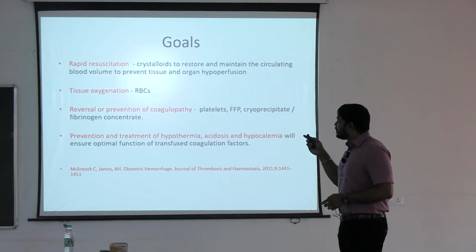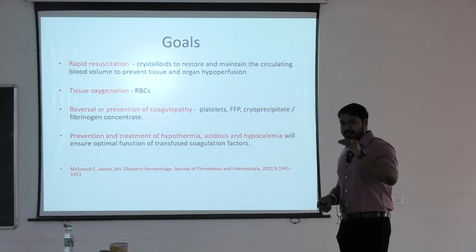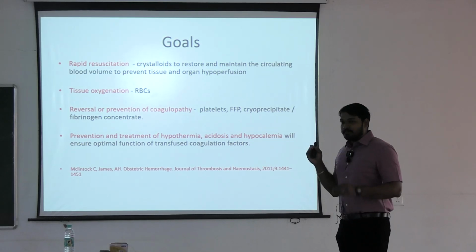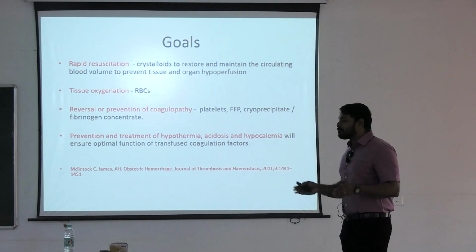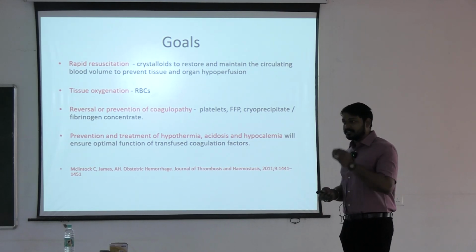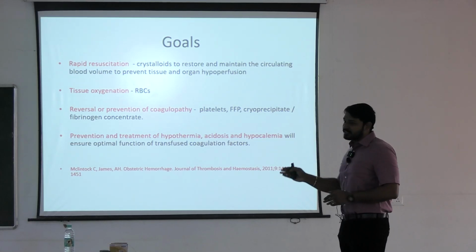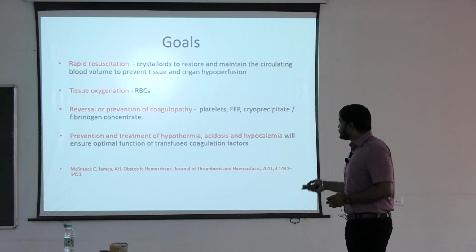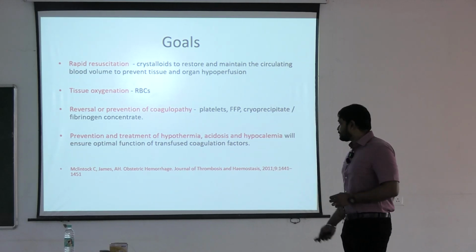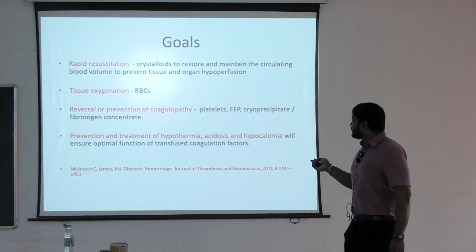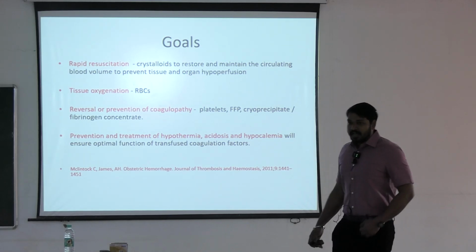In that patient, what should be the goals? We should try to resuscitate the patient. The BP has fallen, so we will have to give crystalloids and blood to replace the blood volume. You will give packed red blood cells so that you maintain the tissue oxygenation. You will give platelets, FFP, cryoprecipitate to prevent coagulopathy, and you will try to prevent and treat hypothermia, acidosis and hypocalcemia.